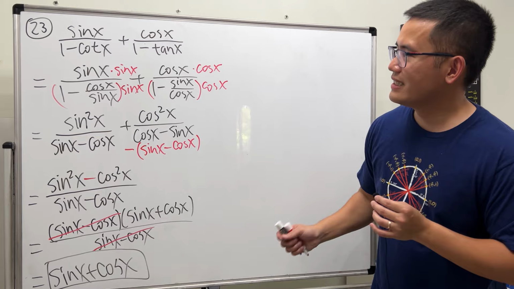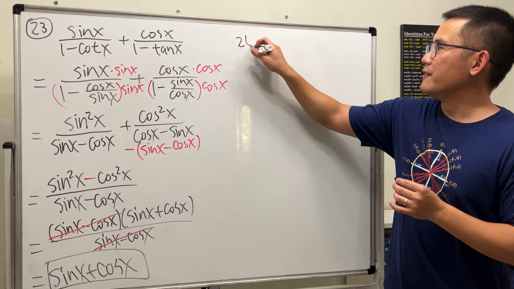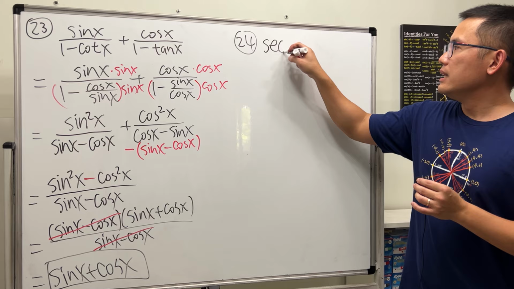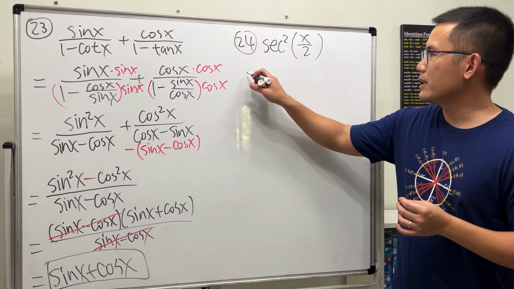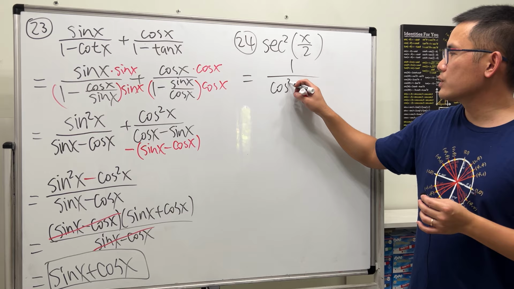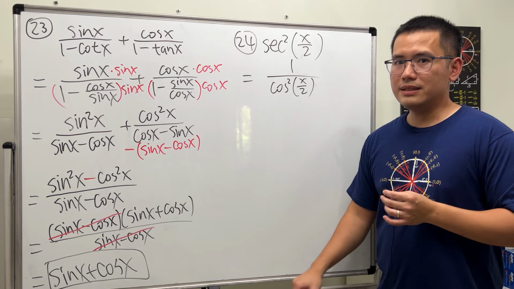Okay, number 24. This is the first time that I'm showing you guys the half angle identity. And here we have secant square of x over 2. Secant is already cosine, but it's 1 over. So let's take a look at 1 over cosine square of x over 2. All right? But what's the half angle identity though?